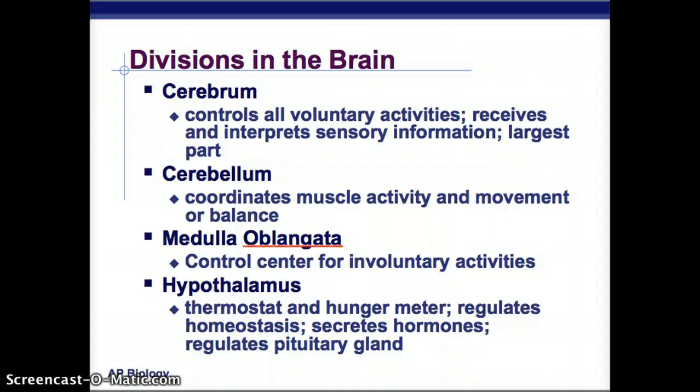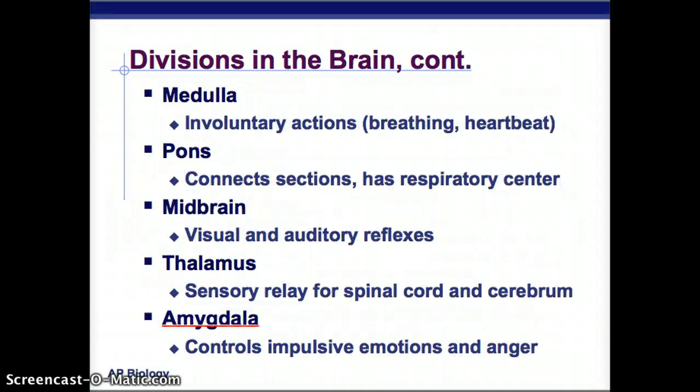So it regulates homeostasis, says, oh, you're too cold, get warm. You're hungry, get more food, and returns you back to normal. It also secretes hormones and regulates the pituitary gland. The medulla controls involuntary actions like breathing or heartbeat. The pons connects two sections and has the respiratory center in it.